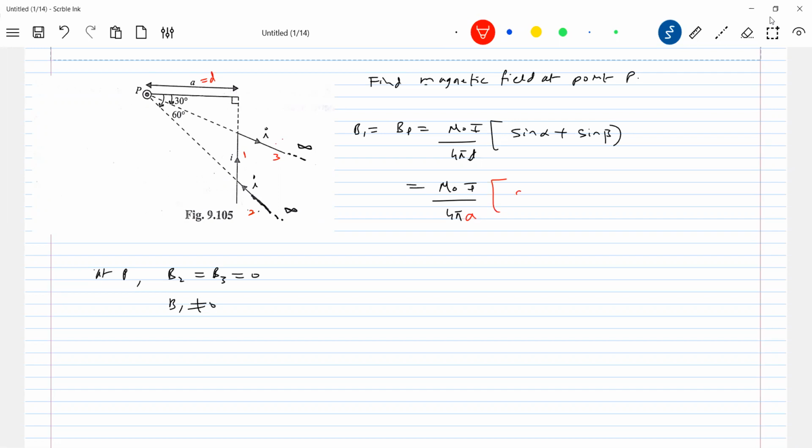Come to sine alpha. So how are we measuring sine alpha, sine beta? Sine alpha is 60 degrees, no? Plus 60 or minus 60, what can we write? Plus 60. What about beta? Minus 30. No, not infinity, that one. One end is at 60, the other will be at minus 30 degrees. So there should be mu naught I by 4 pi, root 3 by 2 minus 1 by 2.